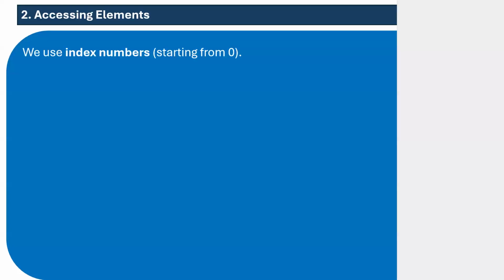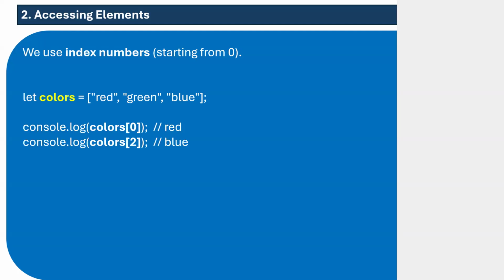So we know the indexes start from 0. Now I created an array with 3 elements: red, green, blue. Now if you want to access green, can anyone unmute and tell me how can I access green directly? Colors of 1. Right, in square brackets you should say 1. If I want to access blue, colors of 2. Console.log colors of 2, correct. So that way, guys, we can access the elements. I think this is also clear to everyone.